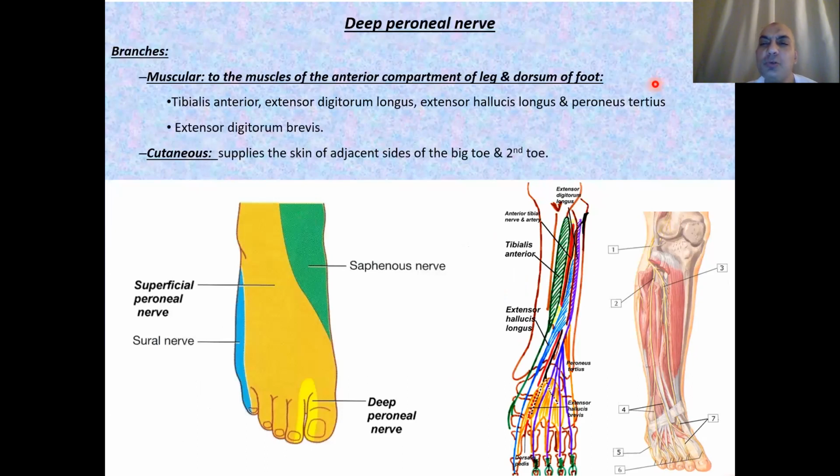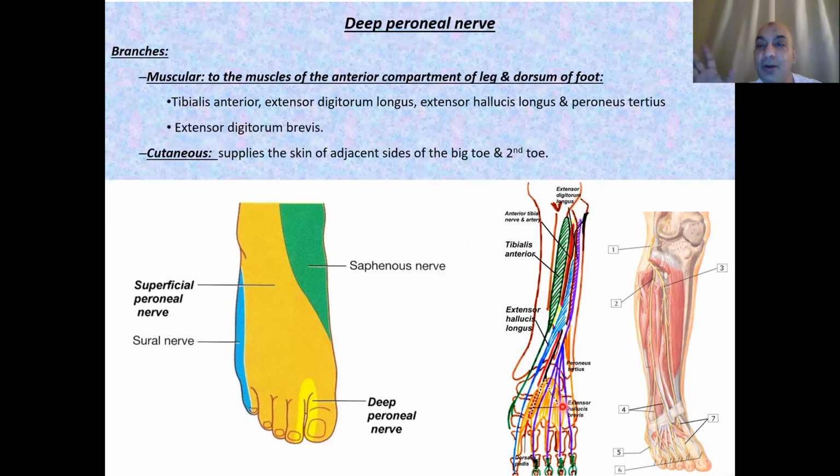This nerve divides into 2 branches, deep peroneal for the anterior compartment and superficial peroneal for the lateral compartment. Deep peroneal supplies muscles of the front of the leg. They are named the tibialis anterior, extensor digitorum longus, extensor hallucis longus, peroneus tertius. And the one muscle on the dorsum of the foot is called the extensor digitorum brevis.